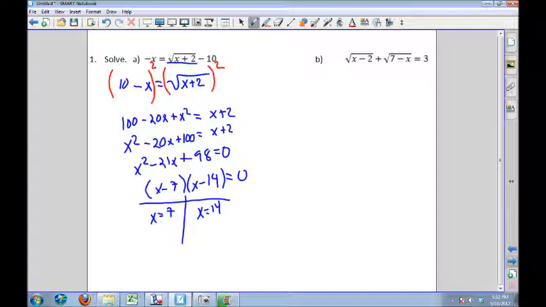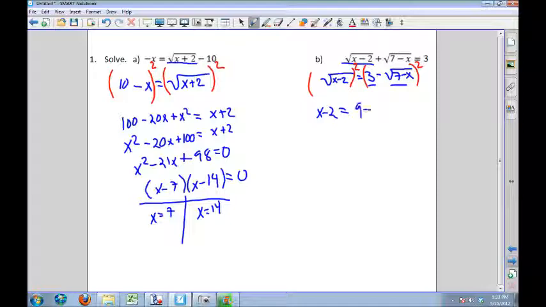Looking to the next one, it seems slightly more complicated, but it's the same basic procedure. I'm first going to isolate one of my two radicals. So I end up with the square root of x minus 2 is equal to 3 minus the square root of 7 minus x. Now I'm going to square both sides. When I square both sides, on my left-hand side, the square root and the square will cancel each other out, inverse operations. On the right-hand side, I will have to FOIL, since I have a binomial.